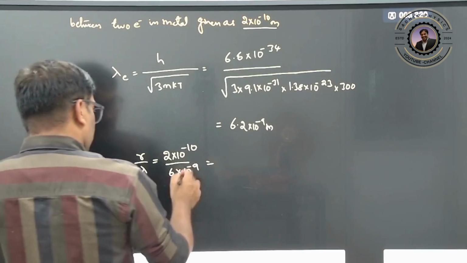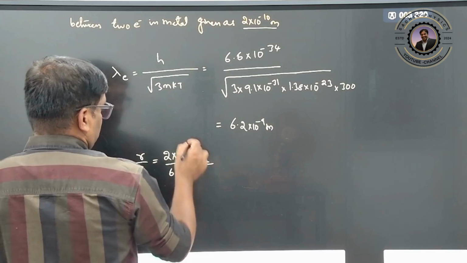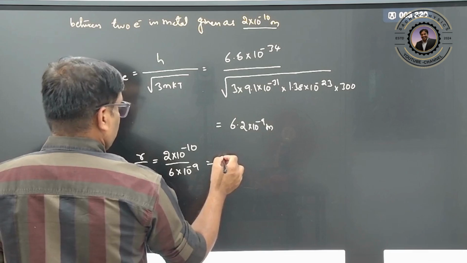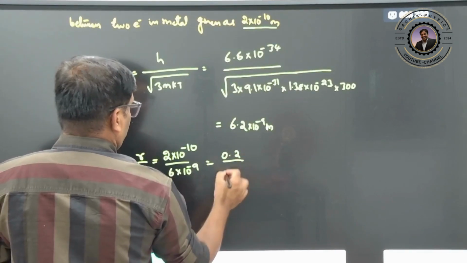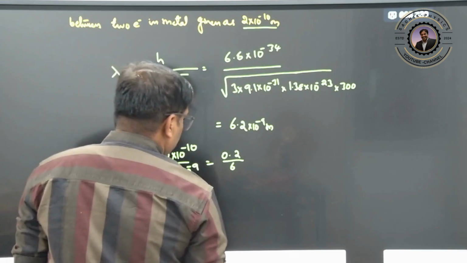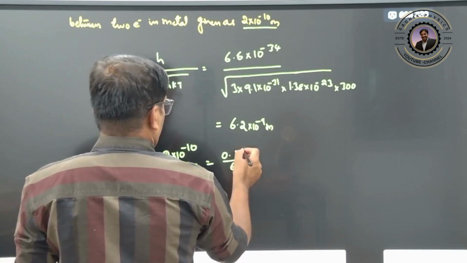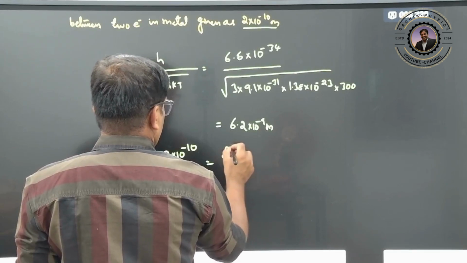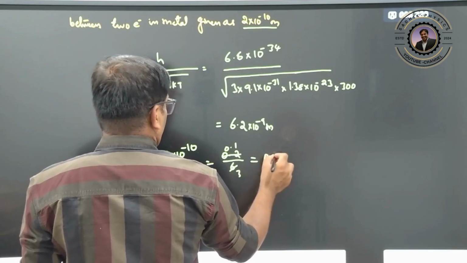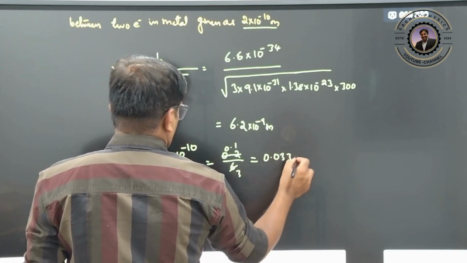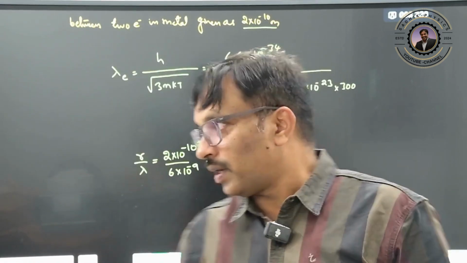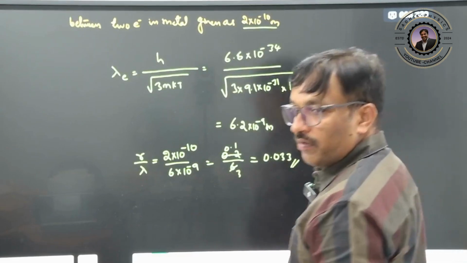So what can I write now? Therefore here it will be taken as 0.2 divided by 6. Clear? So therefore here you can rewrite it as 0.1 by 3, so 0.033. So you will get your answer on this. Clear? Right? So one important question we will do now.